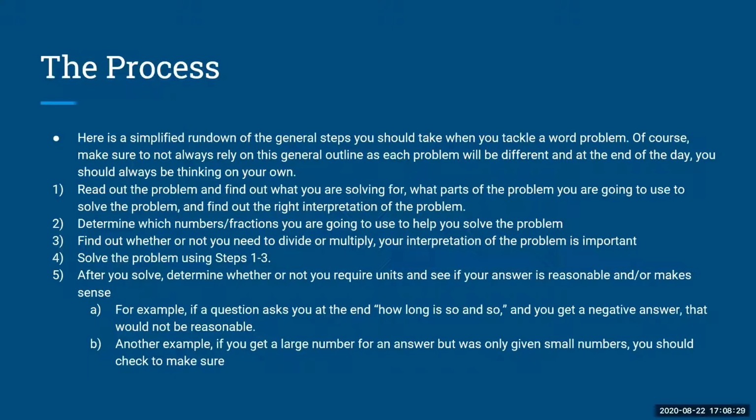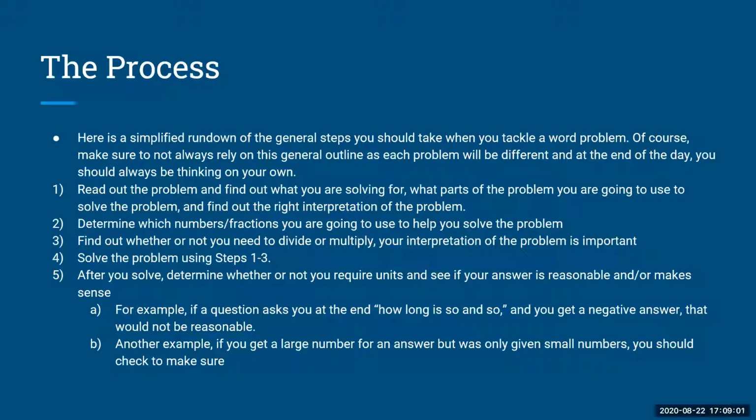So for example, if a question asks you at the end, how long is whatever this thing is, and you get a negative answer, that wouldn't make sense, right? You can't have negative length. You can have negative distance, but negative length, nah. And even negative distance is a little iffy, because if the question tells you how far a thing, a car, a person maybe, travels forwards, then you somehow get a negative answer, that wouldn't make sense.